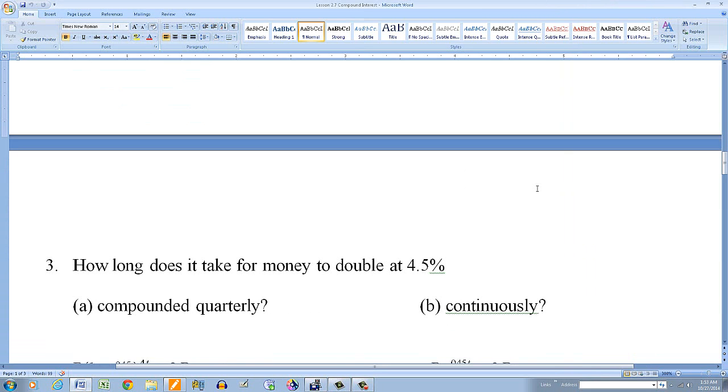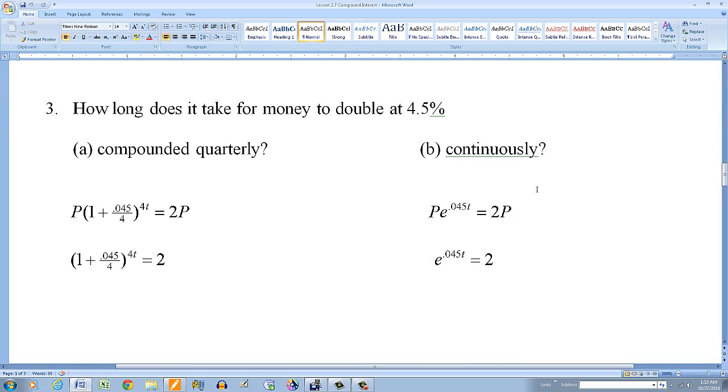Now in this one, they're asking how long does it take for money to double at 4.5%? For A, the situation is if it's compounded quarterly, and for B, if it's compounded continuously. Notice in this case, you don't know what the amount is. It could be $20 or $100 to double. It doesn't really matter because of the setup.